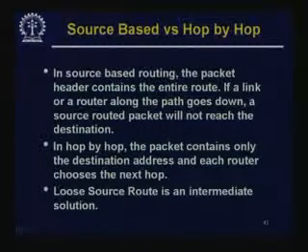In hop by hop, the packet contains only the destination address, and each router will consult its own routing table and find out what is the next hop and then choose that next hop, whereas in source routing it is fixed from the beginning. Loose source route is an intermediate solution. In loose source route, instead of specifying the entire path, you specify some sort of islands in between. That means maybe you go from here to the next point through several hops, then there through again several hops, and so on. So, that is something intermediate between strict source routing and pure hop by hop routing.